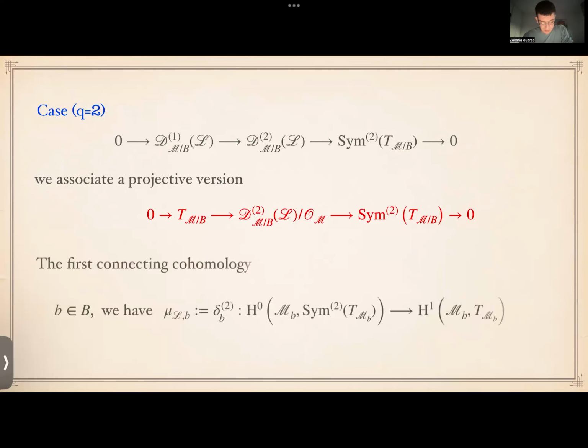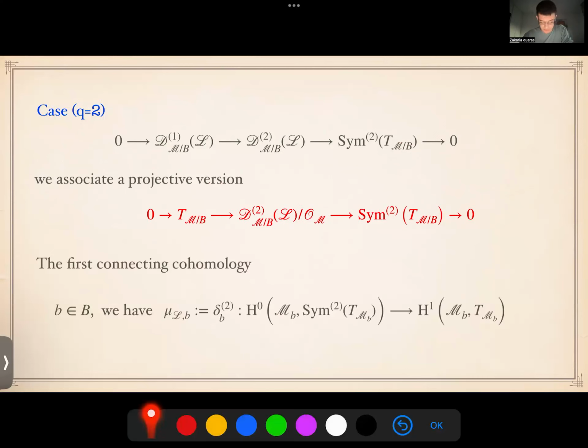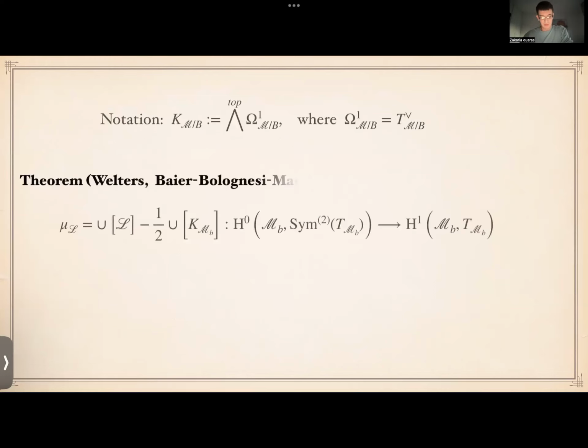So the coboundary map of this short exact sequence takes a global symmetric vector field and associates the infinitesimal deformation of your complex structure. This map in general we denote mu of n. So you can define this map globally, but here I prefer to define it point by point, just to have an image of vector spaces. So, sorry.